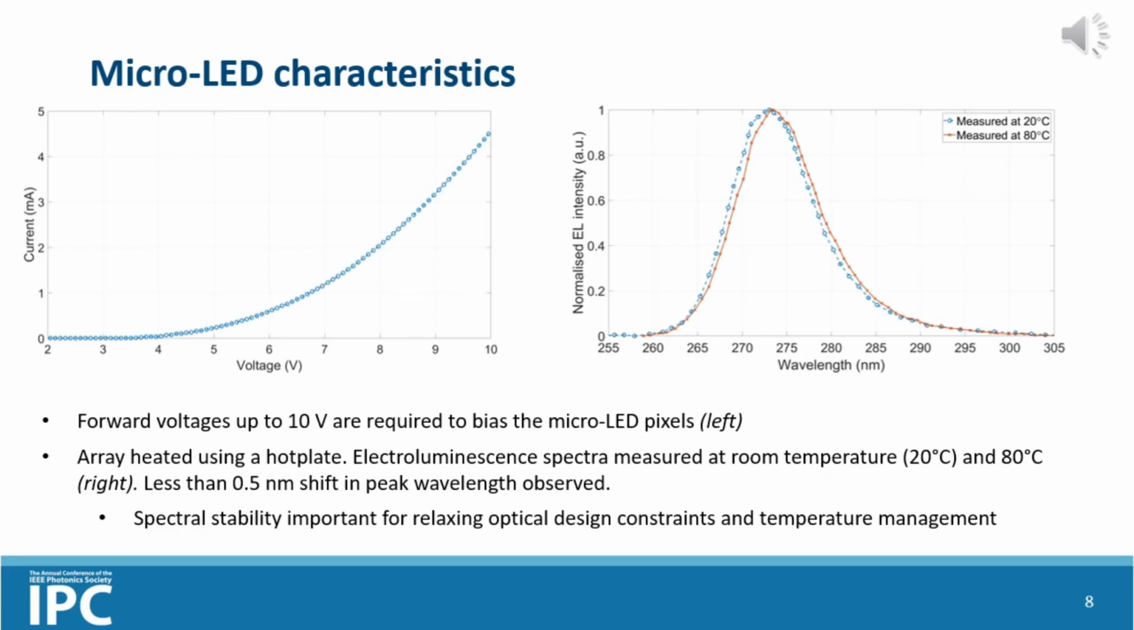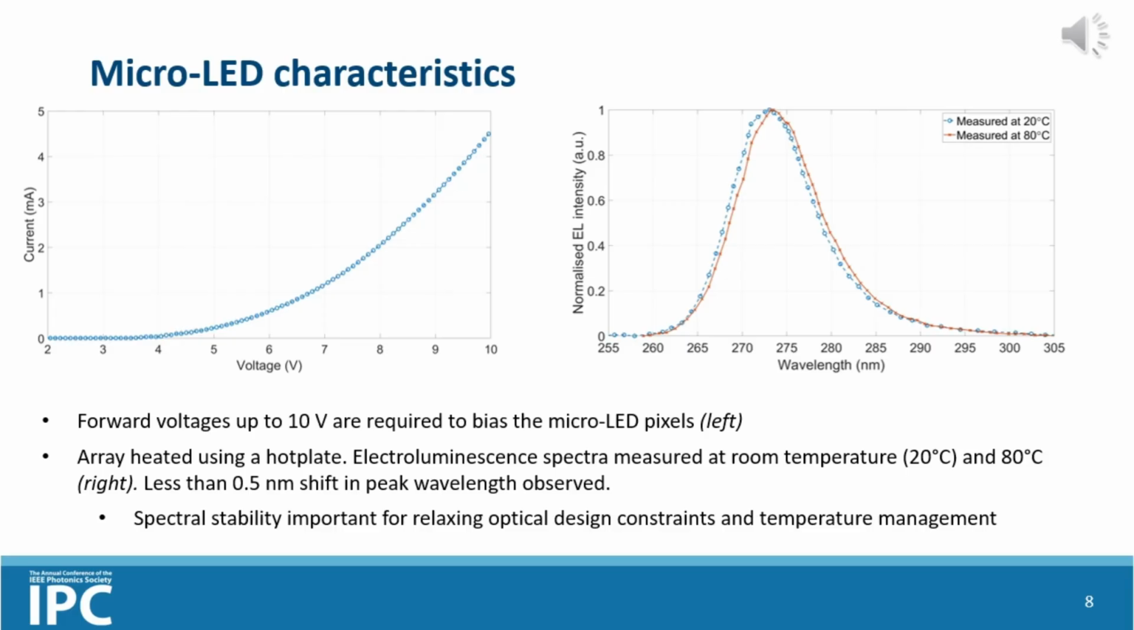This slide shows some of the characteristics of some of the as-fabricated devices that were made for this work. On the left, you can see the current versus voltage characteristic for a representative micro-LED pixel, and we can see that we need up to 10 volts in order to forward bias the pixels. I'll talk about the implications of that on the next slide.